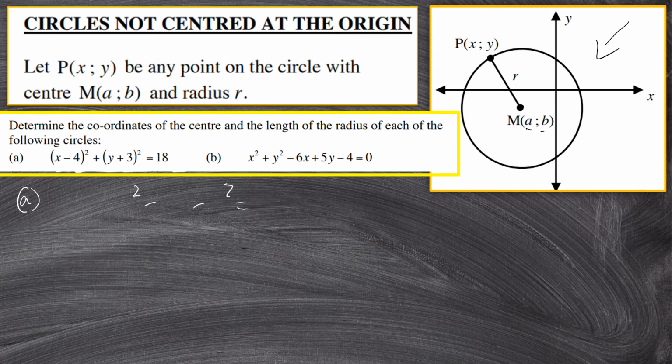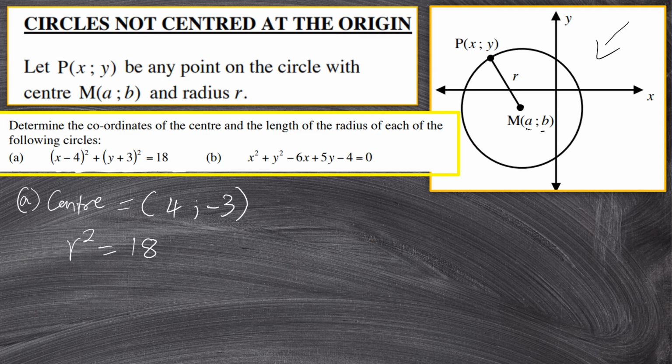So let's look at our A. We are given (x minus 4) squared plus (y plus 3) squared is equal to 18. Then we can deduce that our center is 4 and negative 3. So you just change their signs there. For the radius, we know that 18 is the radius squared, right? According to the standard form.